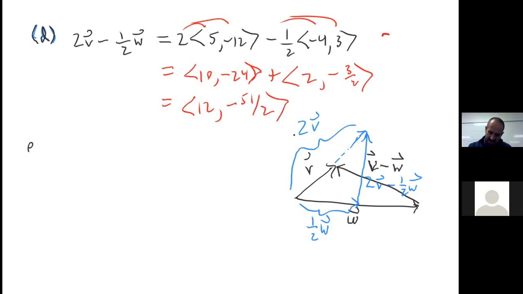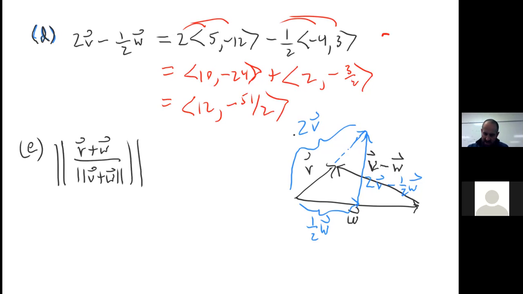Finally, letter E. This is asking for the length of the vector V plus W scaled by its length. Well, I didn't mean for this to be computationally hard. That thing that you're computing the length of is a vector that has been scaled by its length. So what kind of a vector is that? It is a unit vector. So if I compute the length of it, guess what I'm going to get? 1.